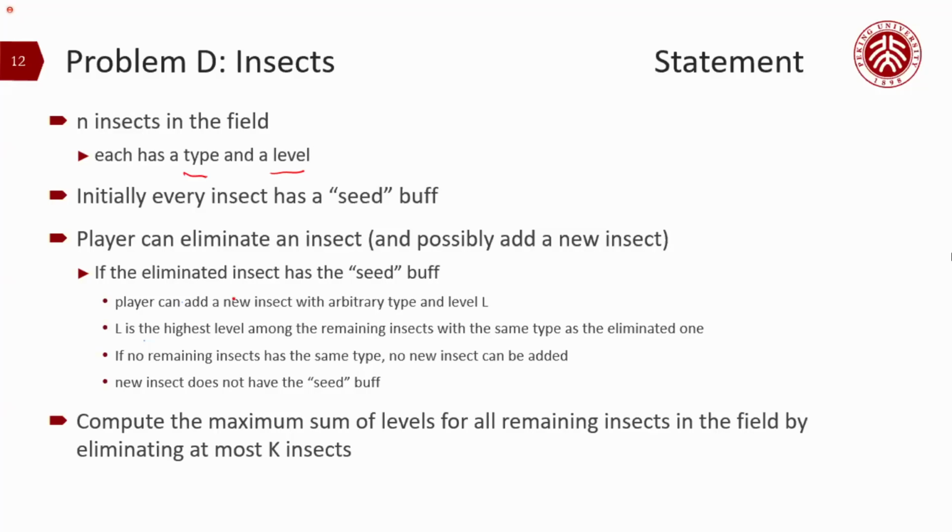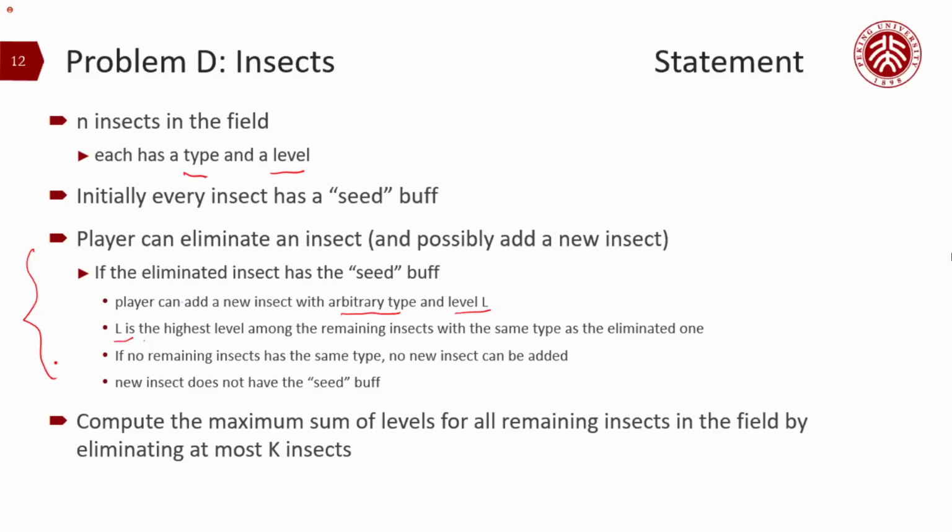When we eliminate an insect with the C buff, we can add a new insect with arbitrary type and the level L. L is defined by the rule: L is the highest level among the remaining insects with the same type as the eliminated one. If no remaining insects have the same type, no new insect can be added. And the new insect does not have the C buff. So here's the rule.